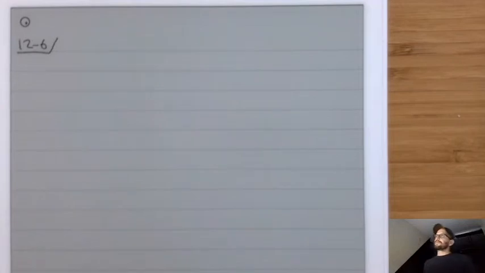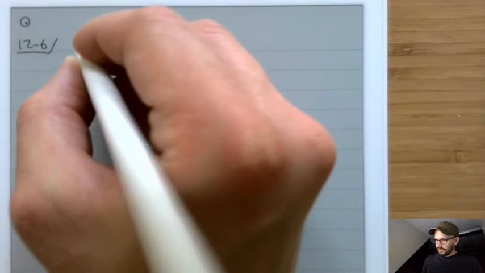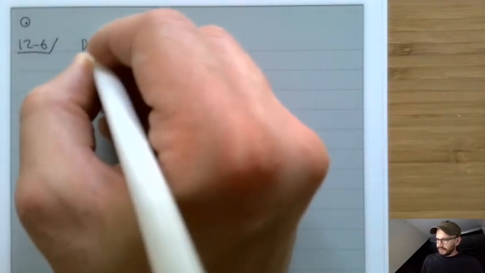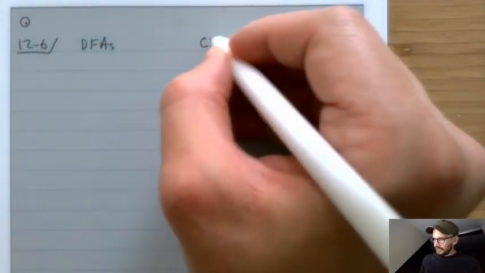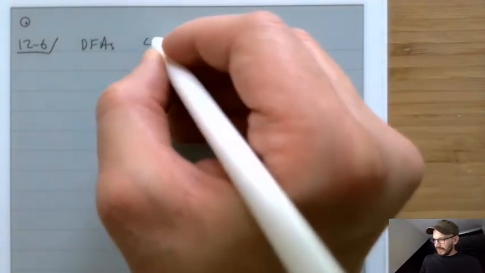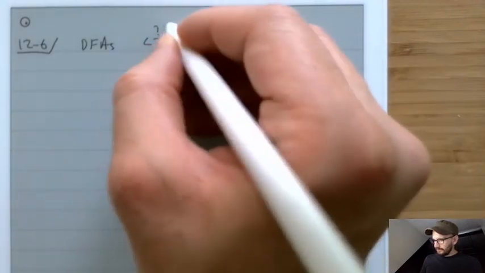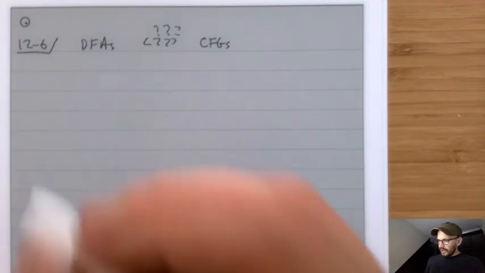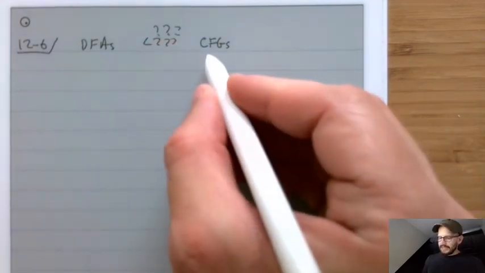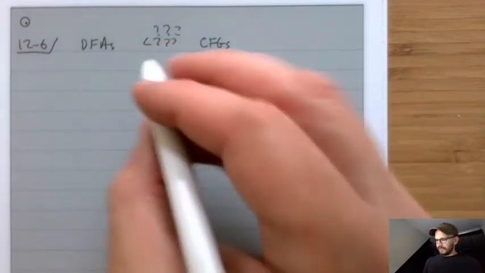Let's look at other examples. One thing that's interesting about context-free grammars is that we might like to know what the relationship between context-free grammars and DFAs is. So DFAs and context-free grammars. What's the connection? Well, we know that there are things inside of context-free grammars that are not inside of DFAs.